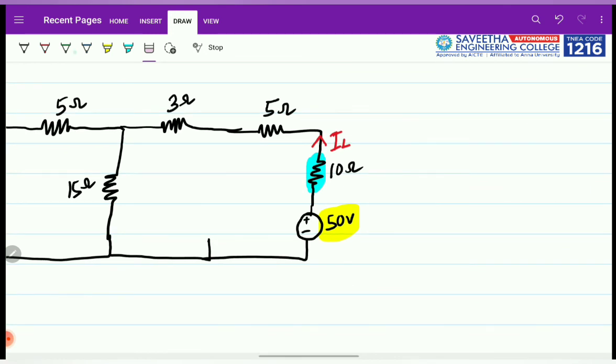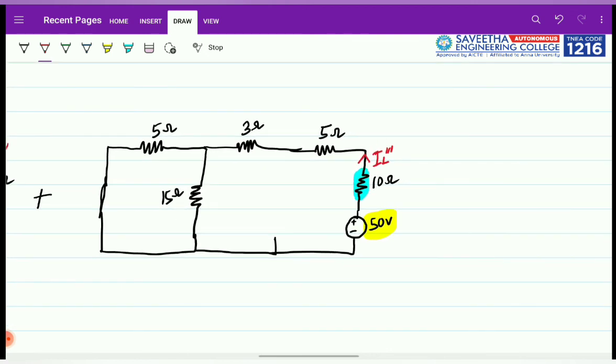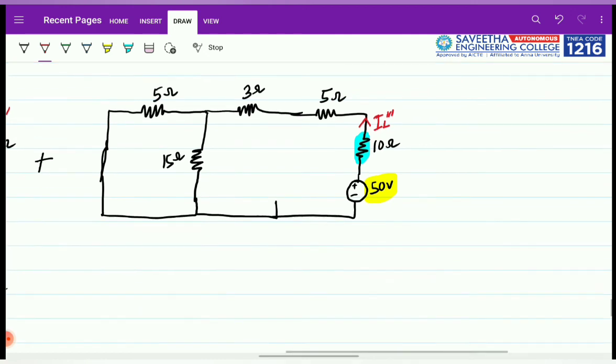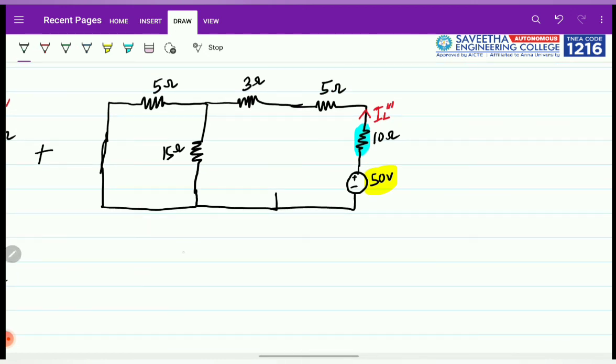Now let us take this IL as IL triple dash, and this direction is correct because the 50 volt supply will give a current something like this. So now we need to find the circuit current. This IL triple dash is nothing but the total current that comes out of the 50 volt supply here. So IL triple dash is nothing but the total current, which can be given by Ohm's law. It is the total voltage divided by the equivalent resistance. So the total voltage is known as 50 volt, and now the equivalent resistance can be found by solving from the left side.